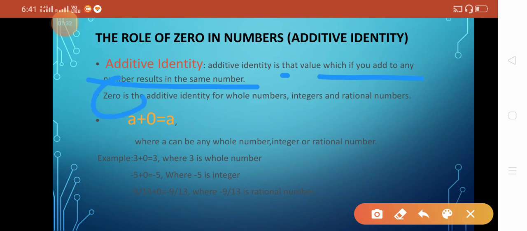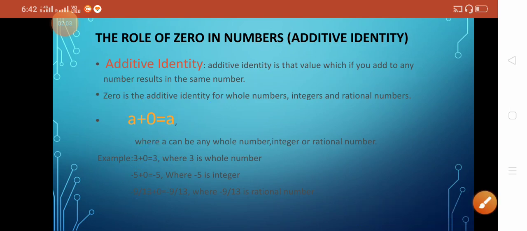So 0 is our additive identity for all numbers: natural numbers, whole numbers, integers, rational numbers. We can write it as a plus 0 is equal to a, where a can be any whole number, integer or rational number. For example, 3 plus 0 is equal to 3, where 3 is a whole number. Minus 5 plus 0 is equal to minus 5, where minus 5 is an integer. Minus 9 by 13 plus 0 is equal to minus 9 by 13, where minus 9 by 13 is a rational number.